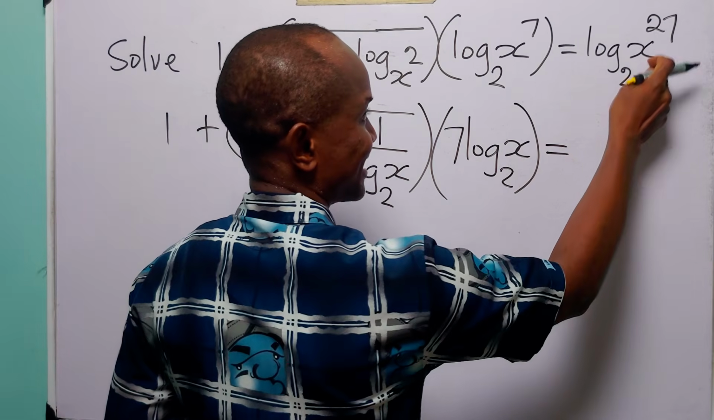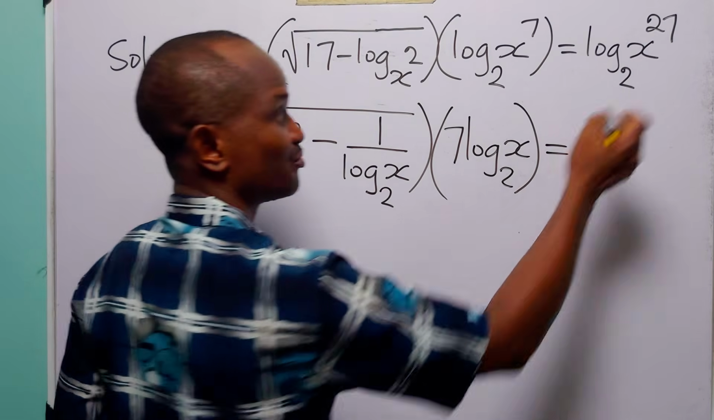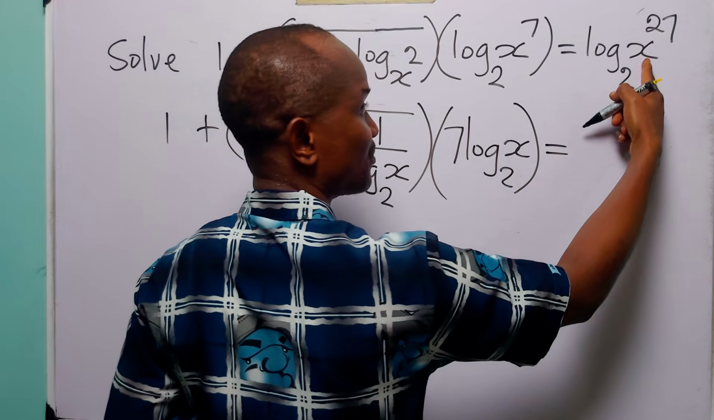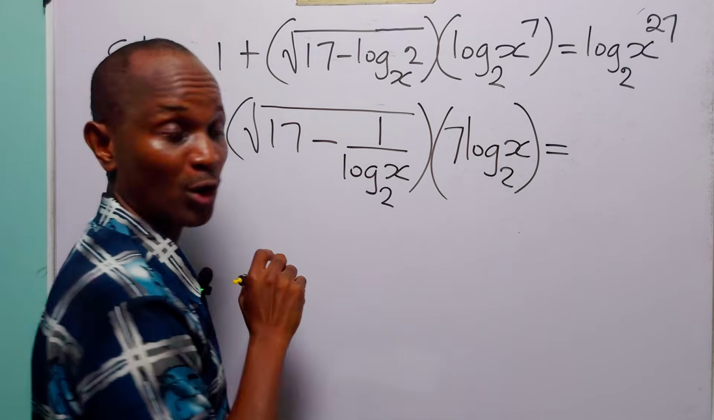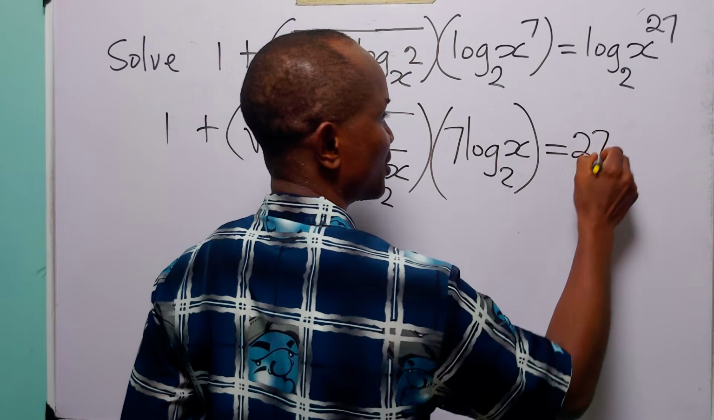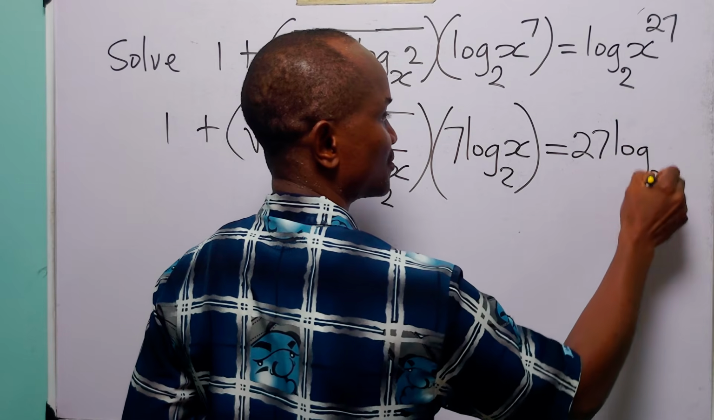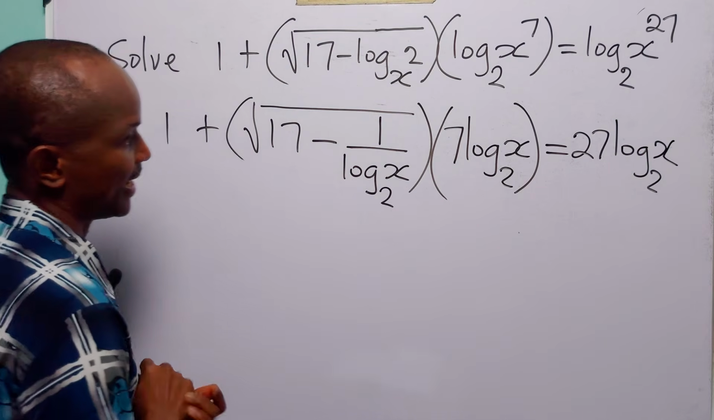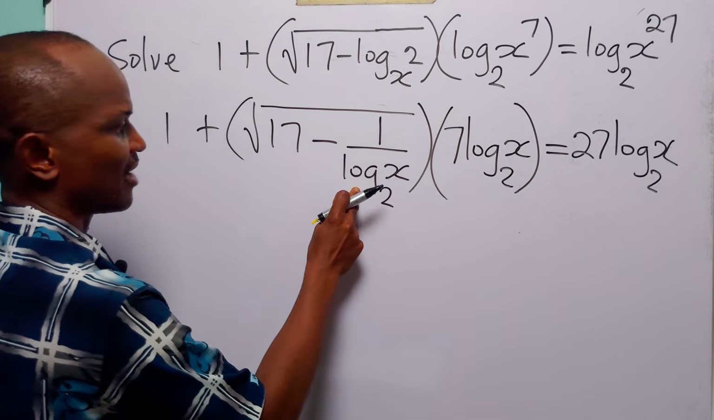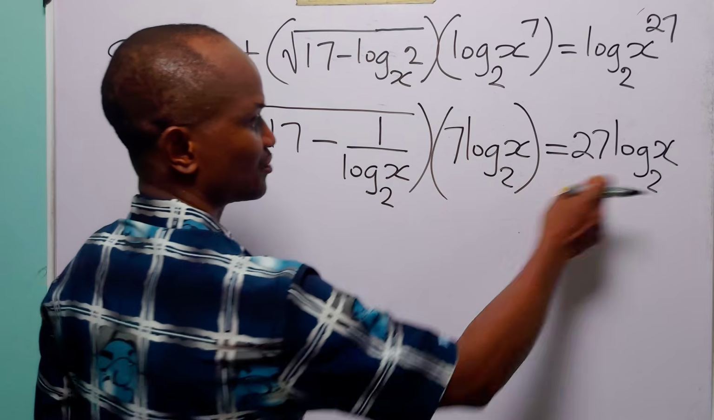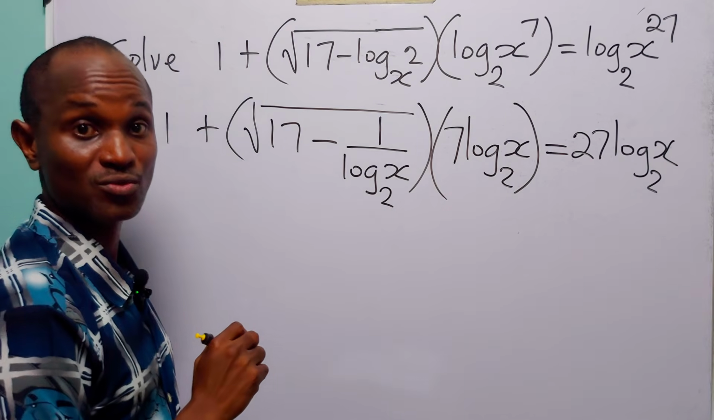Now we are going to do exactly the same thing here. We are going to bring down 27, the exponent of x, to the front of the log term. When we do that, this becomes 27 times log to base 2 of x. Now you can see that we have log to base 2 of x, log to base 2 of x, and log to base 2 of x.